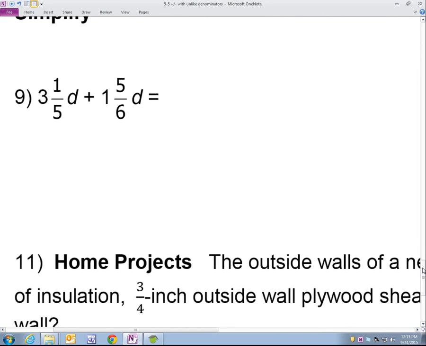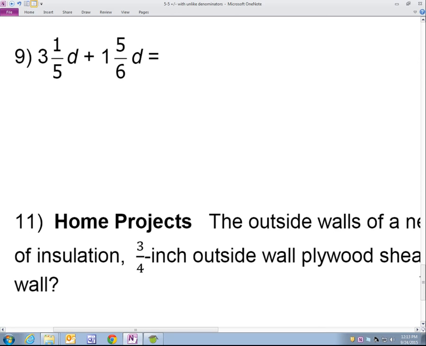Okay, the distributive property time. This is the one where your eyes glazed over yesterday, and hopefully it won't glaze over today, because hopefully you guys did well on the last little bit of the homework last night.